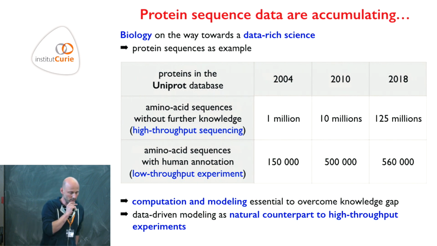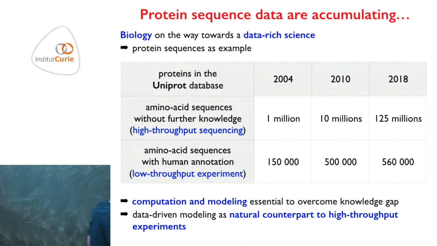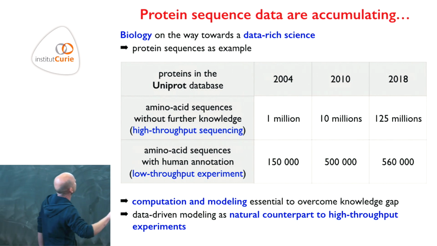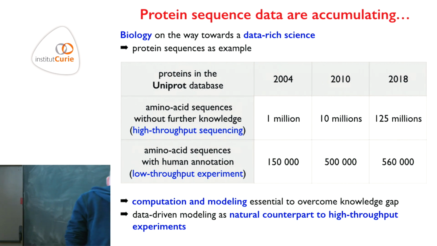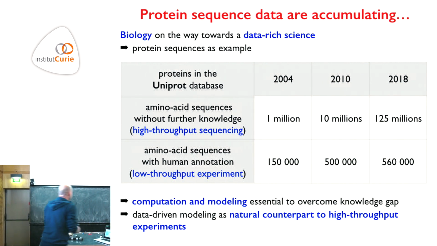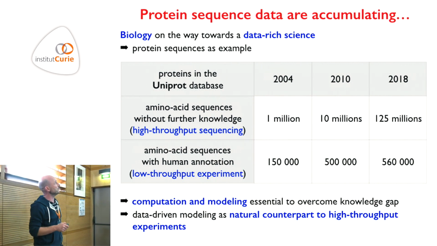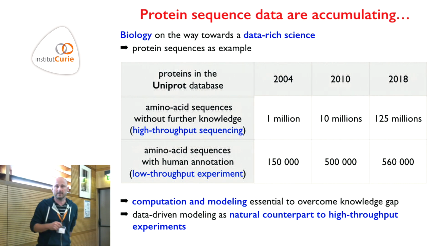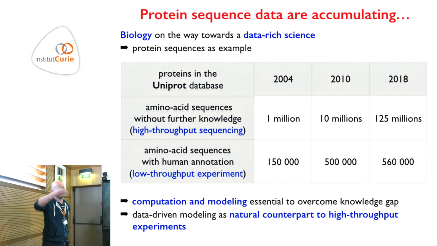One of the important points in biology is that there's now quite an important transformation towards what you could call a data-rich science, and it's represented here by one database. It's about protein sequences, because I'm intended to talk about proteins. It's the UniProt database, and it's basically a database where all protein sequences are deposited.